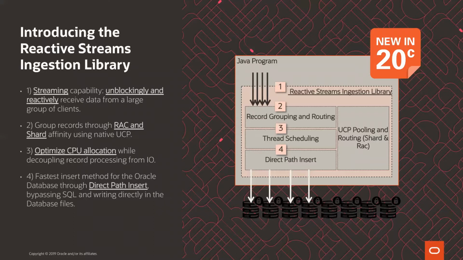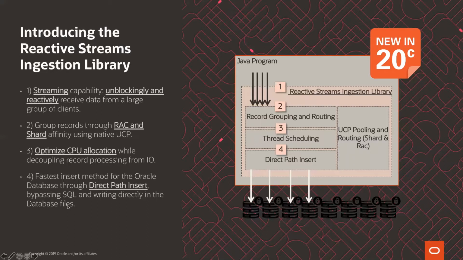If a node in a RAC database is down, then the records are going to be redirected to the nodes that are still up, or the same thing with the shard. It's going to look at your records and point to the specific shard that you're using. It also optimizes CPU allocation because it decouples the record processing from the I/O with the database.